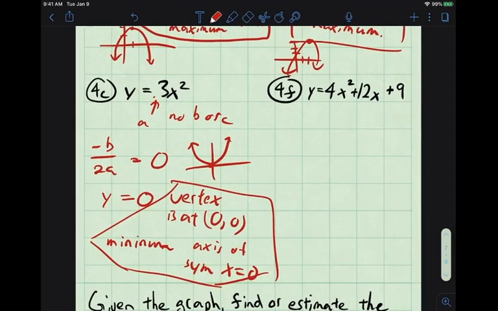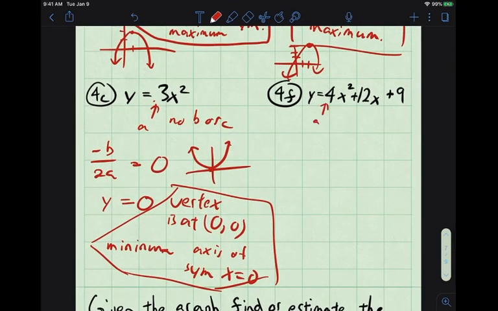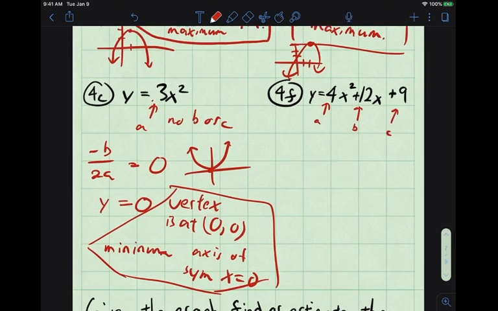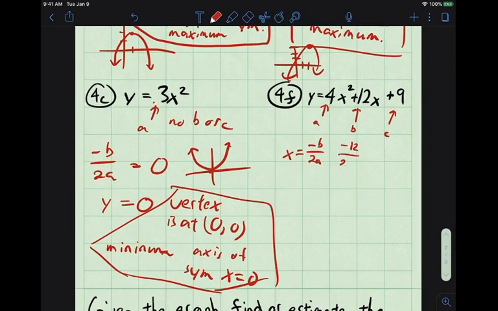Last problem. Now we actually have more interesting a, b, and c values. Axis of symmetry equation looks like that. Negative 12 over 2 times 4. We get a fraction. Negative 3 over 2.